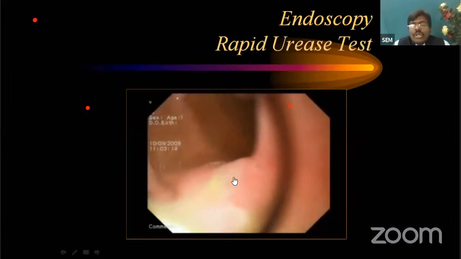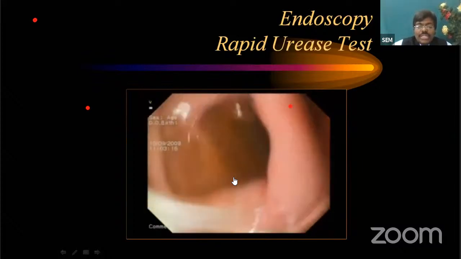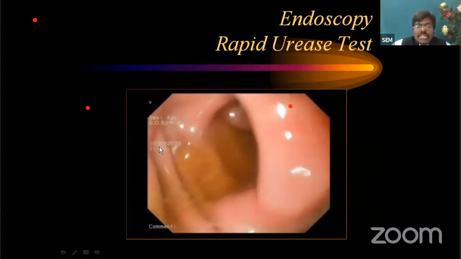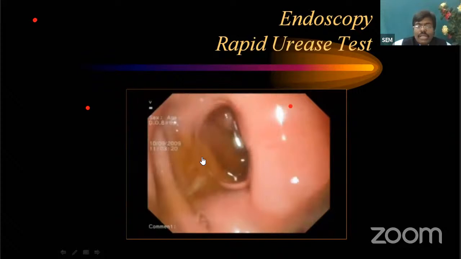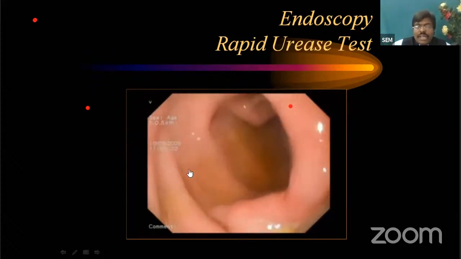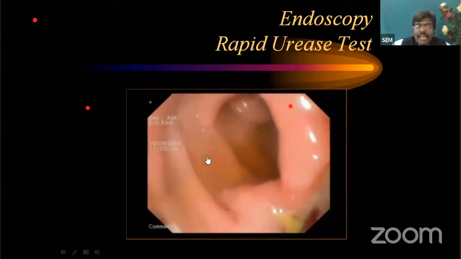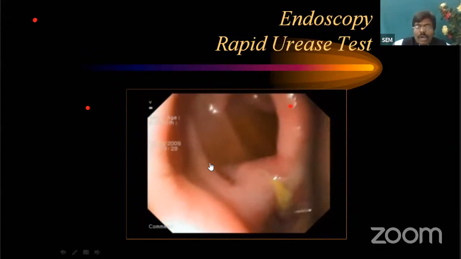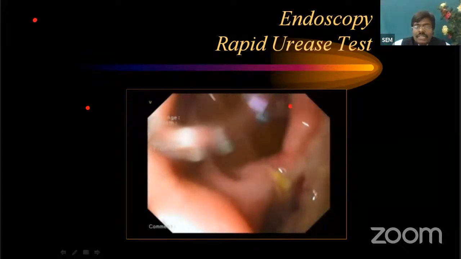See, what is the RUT test? What we do, see here is a small demonstration. I'm doing an endoscopy. I'm already in the duodenum. You can see the duodenum D2 because you see the horizontal valvulae conniventes. I'm withdrawing the endoscope. I'm now back into the D1, that is the duodenal bulb.